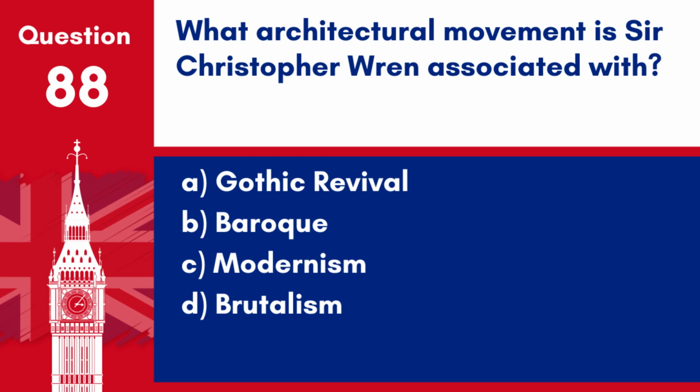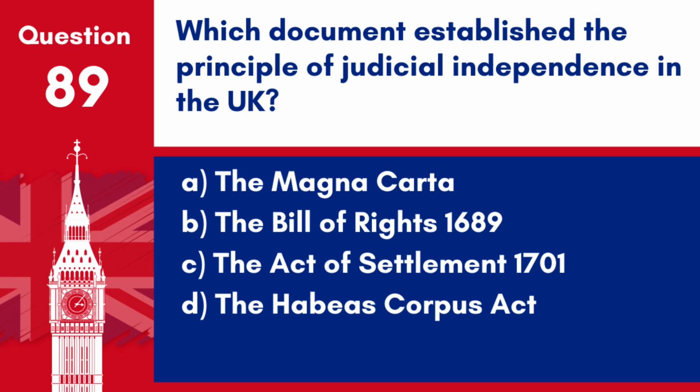Question 88. What architectural movement is Sir Christopher Wren associated with? A. Gothic Revival. B. Baroque. C. Modernism. D. Brutalism. Answer: B. Baroque. Sir Christopher Wren is associated with the Baroque architectural movement, most notably for his design of St. Paul's Cathedral in London.